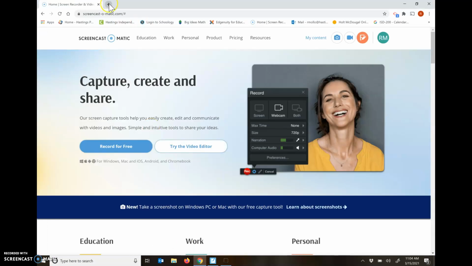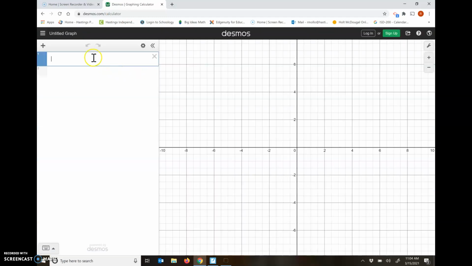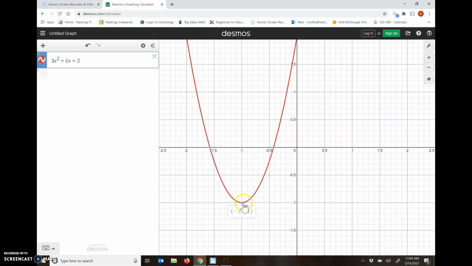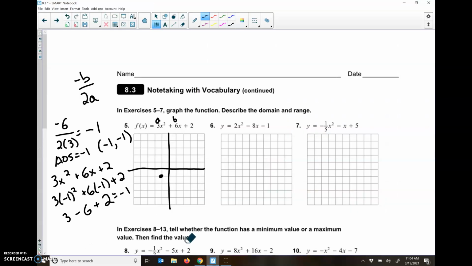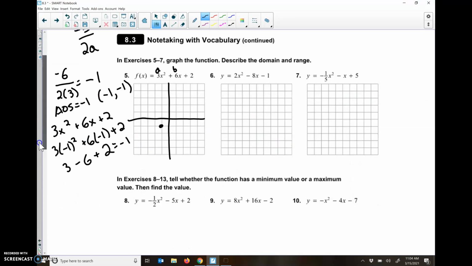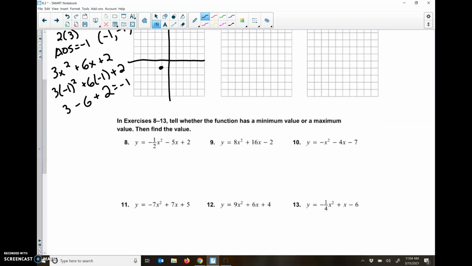So let's open up a Desmos tab here. And so we have 3x squared plus 6x plus 2. So exactly what I said. So if it asks you for that stuff, we know the vertex is at -1, -1, like we just did the math for. So you can also use this as a tool then, double check your work, make sure you're doing all that stuff properly then. So there's our graphing stuff. 6 and 7 are exactly the same. And then 8 wants us to talk about the minimum and the maximum.